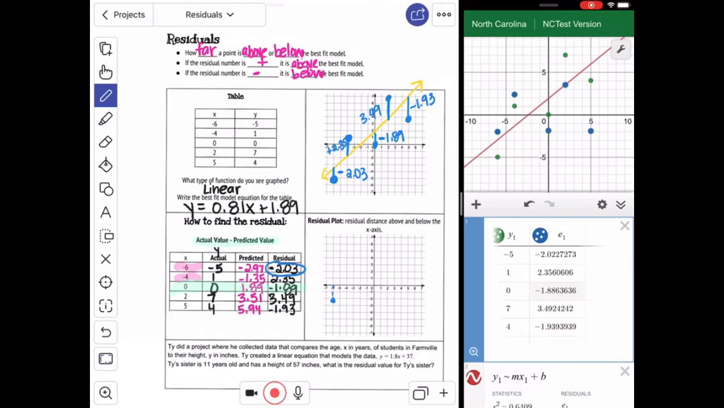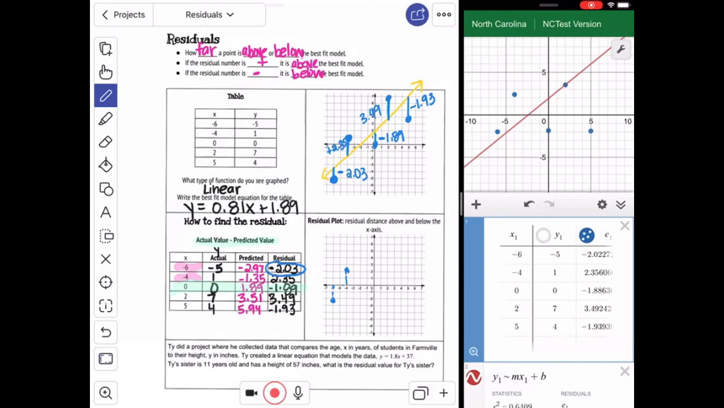Alright, then at -4, my residual was positive 2.3. So this distance here is approximately 2.35. And you can see that that plot is happening the same way with the blue. If I turn everything off but the blue, we're getting that same plot. And then at 0, I have approximately -1.89, that distance from the x-axis. So the residual, again, is the distance above and below that x-axis when you do the residual plot in Desmos.